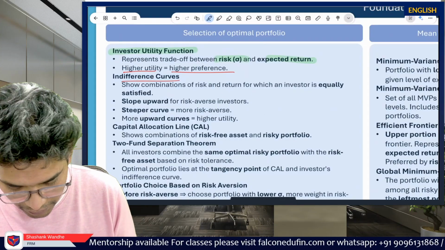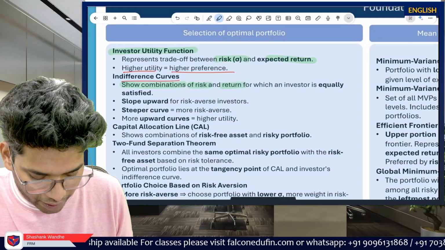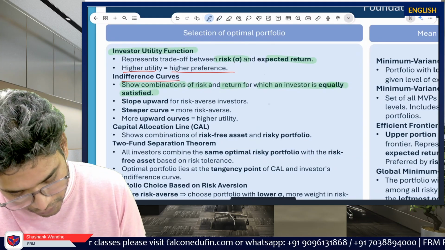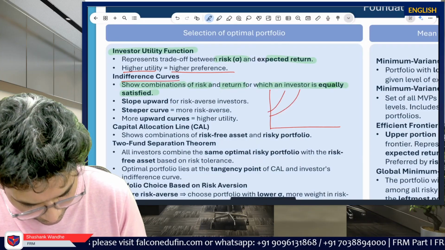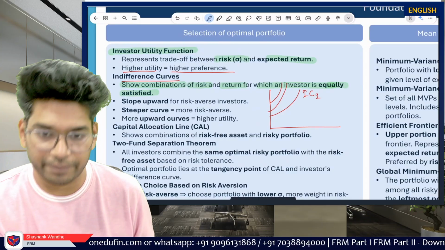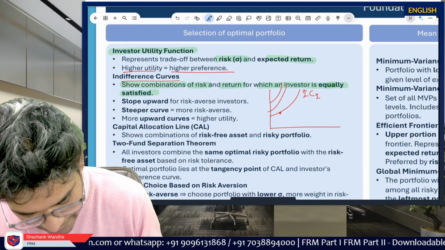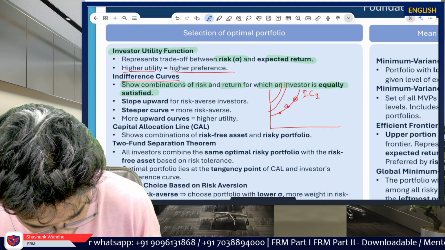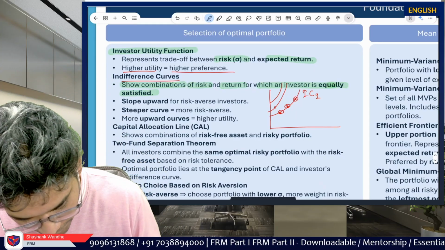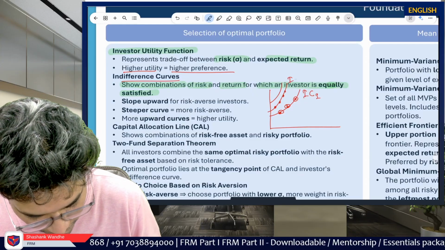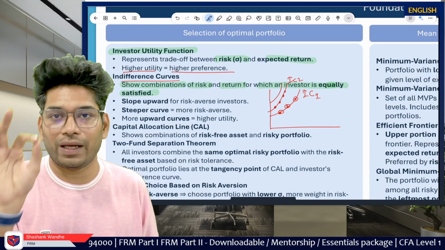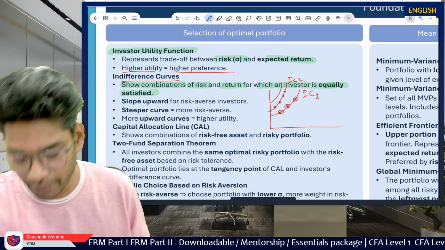Indifference curve. Indifference curve shows the combination of the risk and the return for which an investor is equally satisfied. On the graph, you must have seen this particular graph, the indifference curve graph. So let's say this is the indifference curve 1. On this indifference curve, the investor gets the same level of satisfaction in all 3 points. If you move higher, then you get the indifference curve 2. Again, on the indifference curve 2, all the points represent the equal utility or the equal satisfaction. This is what you need to remember.